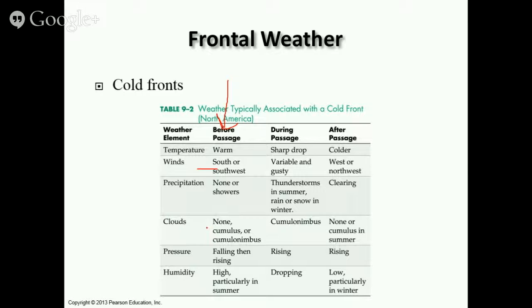Clouds before the passage, really not that much. Cumulus, cumulonimbus, we don't have a great deal there. It's a fairly sudden feature there. Pressure falling, that's a huge factor right there. So we see that pressure falling.